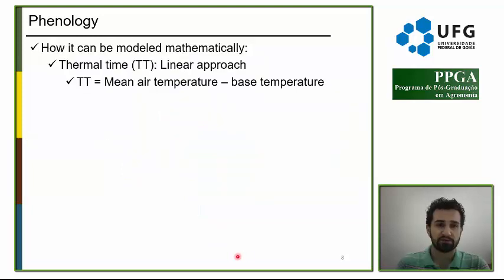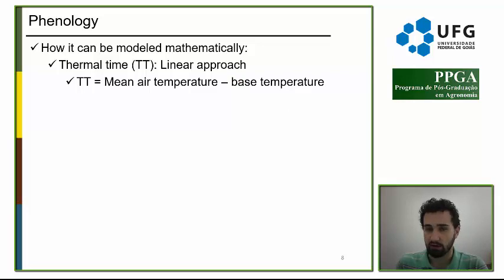Okay. There is a very simple model that is the thermal time. It's a linear approach where the crop development is estimated based on the mean air temperature less the base temperature for this crop. What is this base temperature? It's the minimum temperature that the crop needs to develop or grow. Below this point, the crop does not grow because the temperature is too low for this crop, and the crop can't do all processes, photosynthesis and other activities in the plant, adequately, so the crop stops the growth.